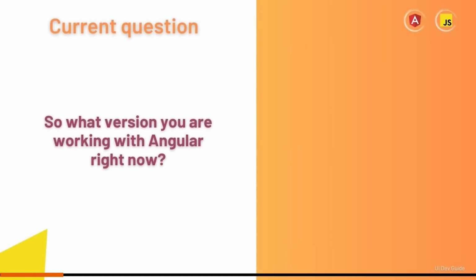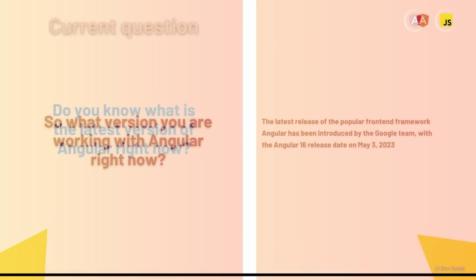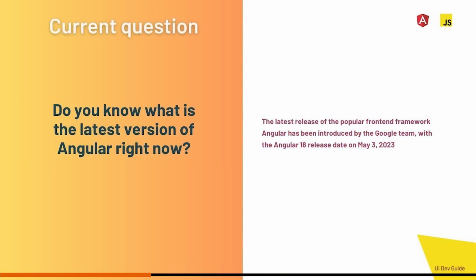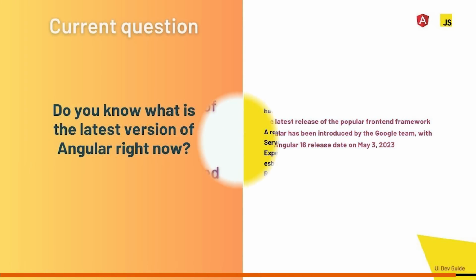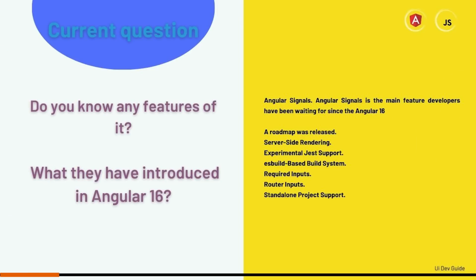Okay, so what version are you working with right now in Angular? Yes, Angular 10 in my current project. Okay, and do you know what is the latest version of Angular right now? Yes, Angular 16, I think, is the latest version. Okay, do you know any features of it? What have they introduced in Angular 16?